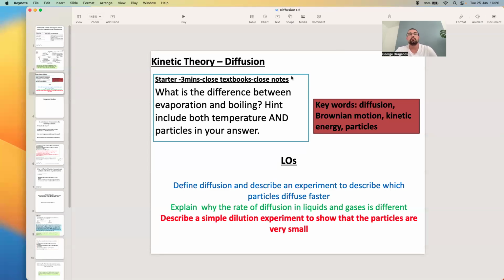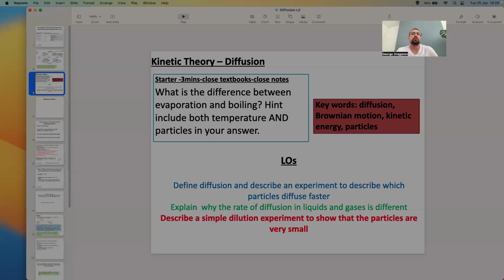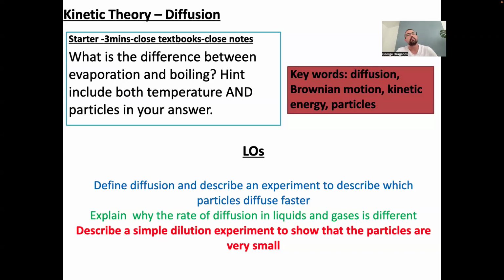This lesson is going to be on diffusion and dilution. So, in terms of kinetic theory, we're going to first look at diffusion and Brownian motion. Now, as you can see here, there's a little starter question from the previous lesson.